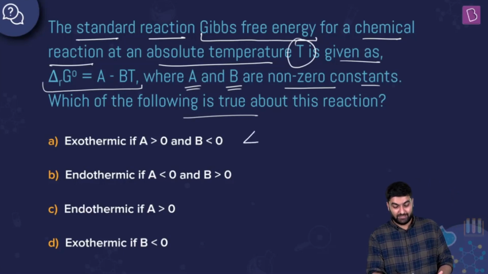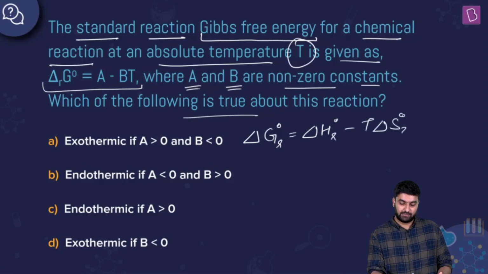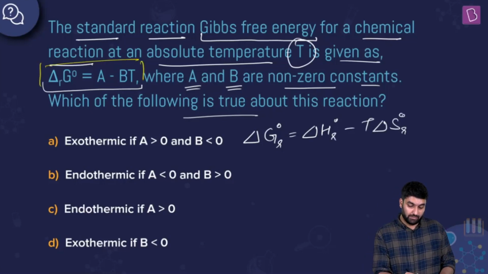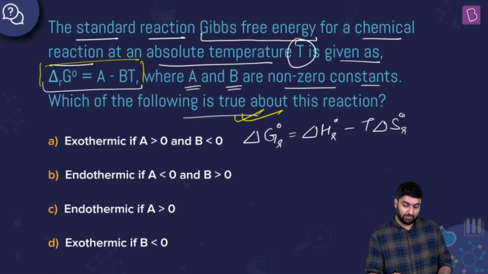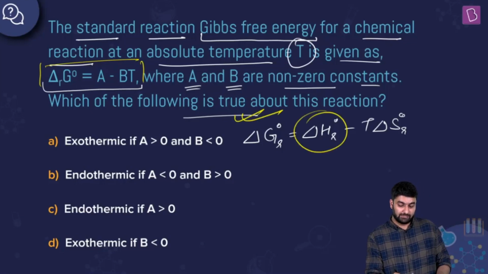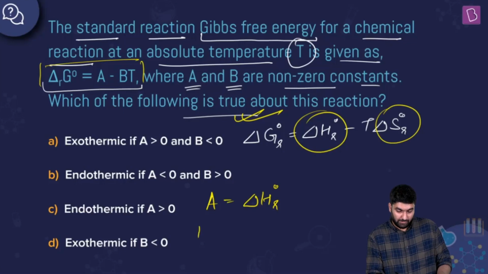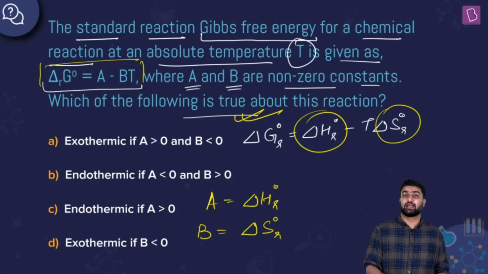So this is a very easy question. Take a look at this. We remember this equation, right? Remember this equation? We had this minus T delta S naught reaction, right? Okay. Now take a close look and try and compare this equation here with this equation here. You'll realize that this entity is your A, right? Your A essentially is delta H naught reaction, right? And similarly, this entity over here is basically B, your delta S naught reaction, right?